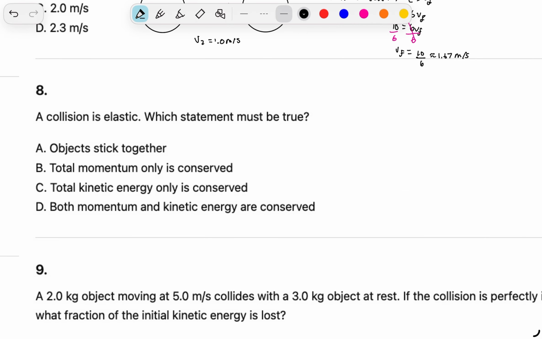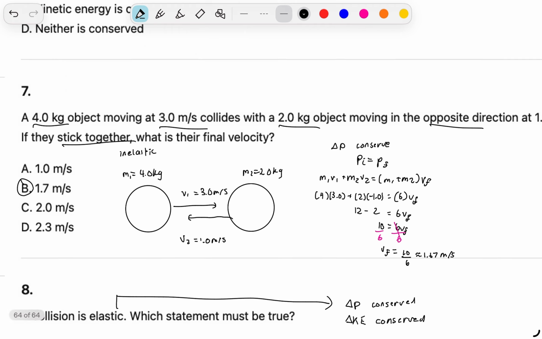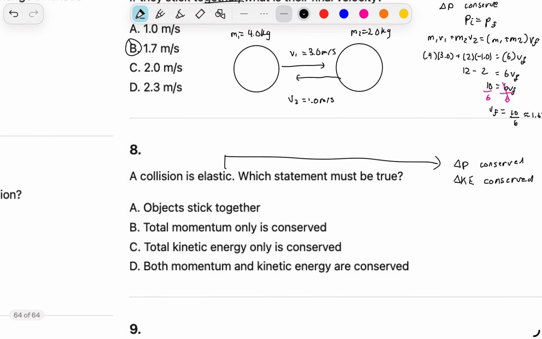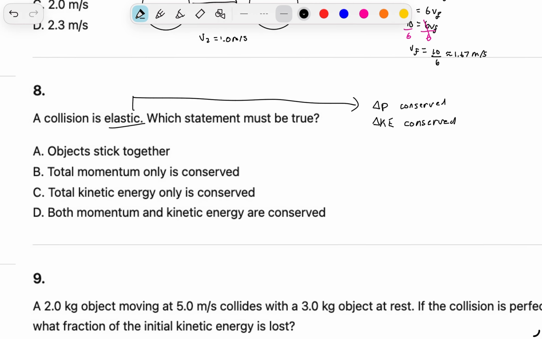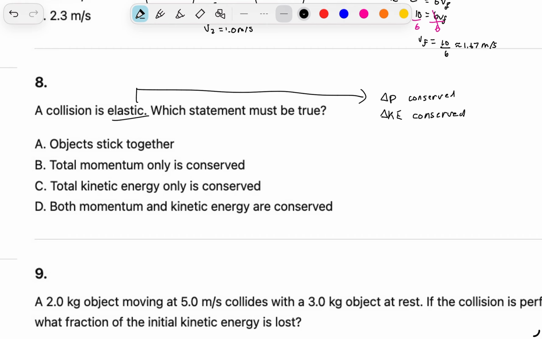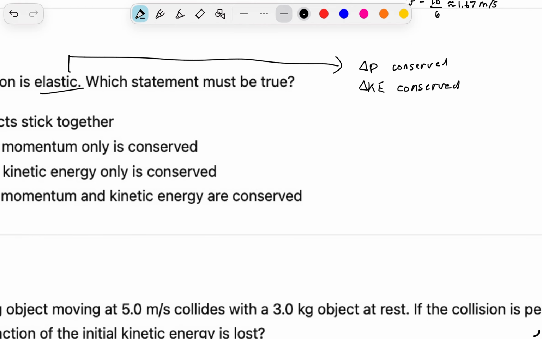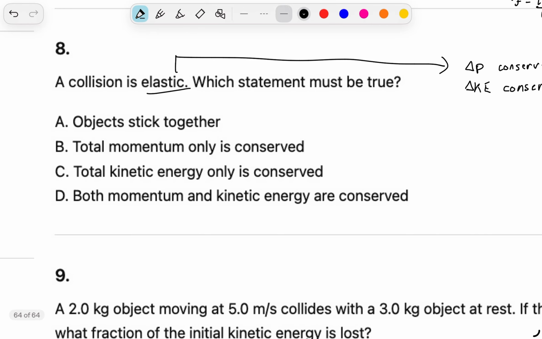A collision is elastic. Which statement is true? So when you have an elastic collision, like we said up there, your momentum is going to be conserved and your kinetic energy is going to be conserved. Oh wait, actually earlier we had inelastic, but this is for elastic. So the difference is your momentum is still conserved as well, but here your kinetic energy is also conserved. So your answer is just D.